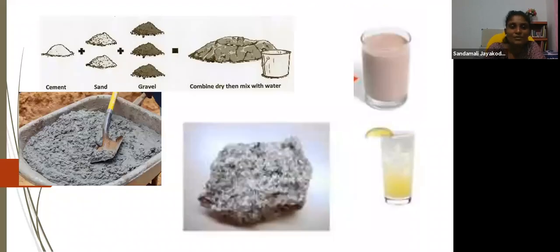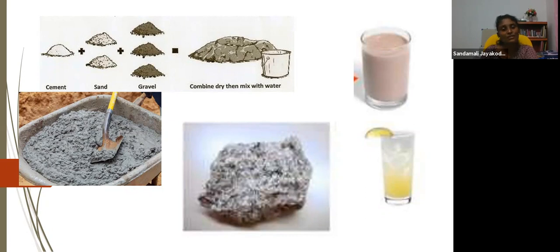So here I am moving to the next slide. There are some mixtures here. Those things are very familiar to us. First one is concrete or a cement mixture. We are preparing this kind of a cement mixture by adding cement, sand and gravel together. Stones and also sand and some amount of cement is added together and combined with water and mixed together. Finally, we call it a cement mixture or a concrete mixture.